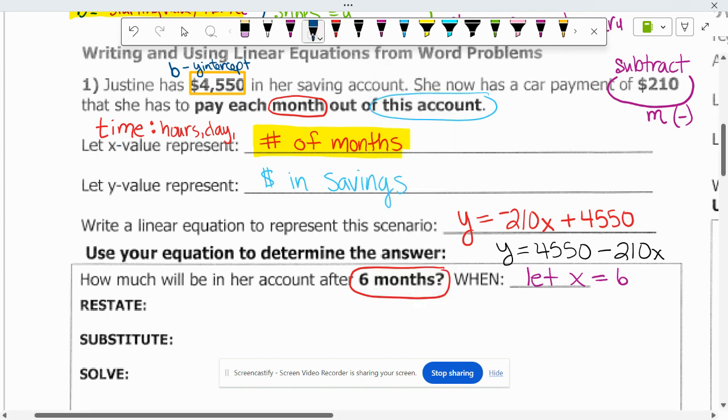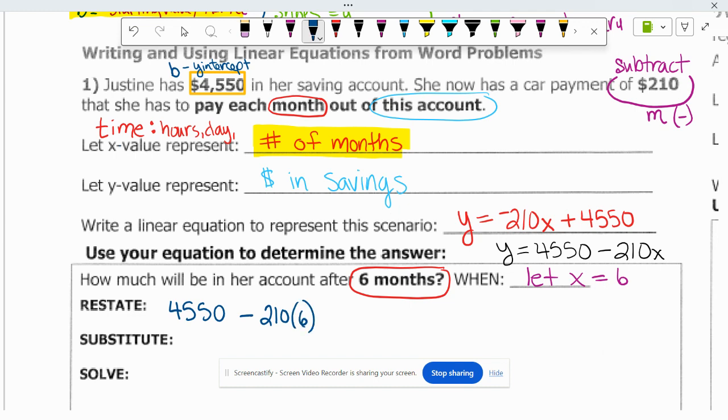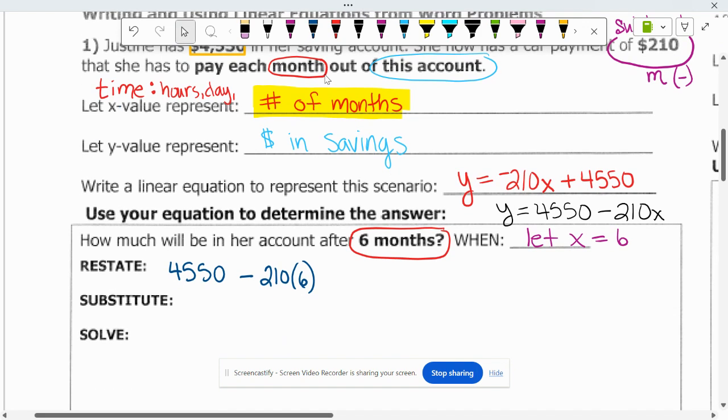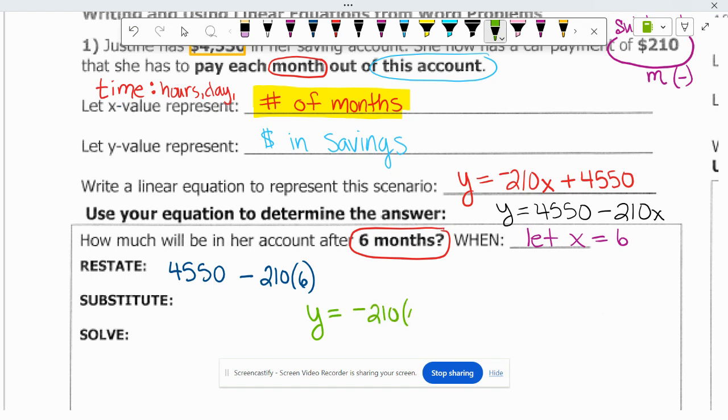So I'm going to restate mathematically what I'm going to do. I'm going to take $4,550, and from that, I'm going to subtract 210 times 6. That's what I'm going to do. But I have to show it algebraically. I have to substitute it in. So I'm actually going to write out the equation that we started with. Y equals negative 210 times 6 plus 4550, because I want to show it algebraically.